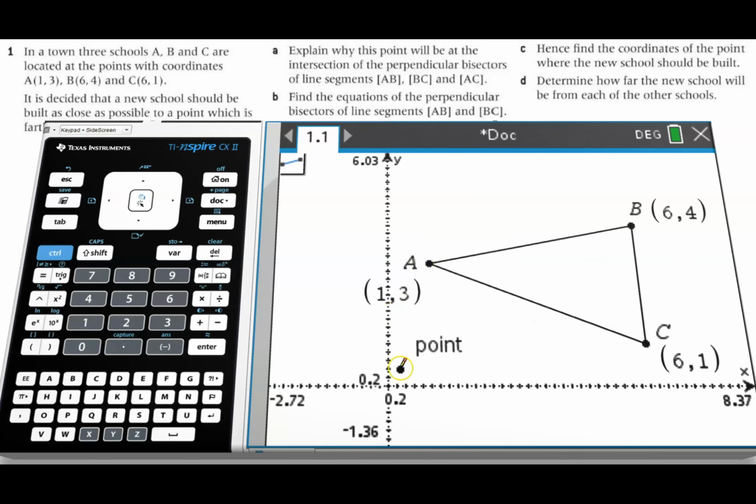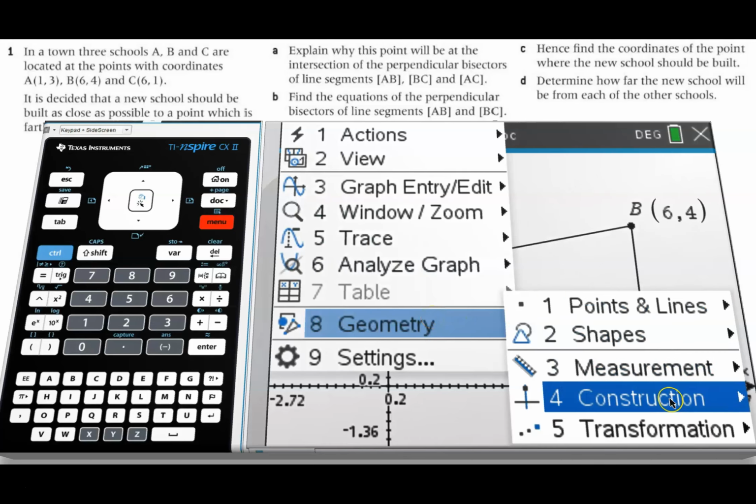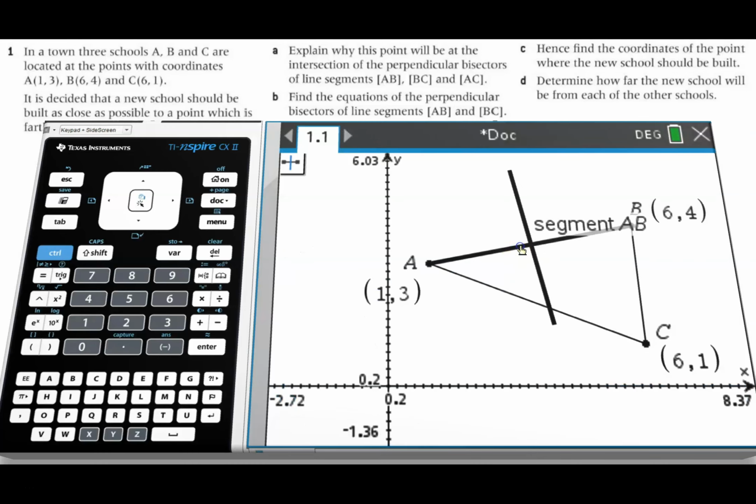Okay, escape that mode. Now I need to find the perpendicular bisectors. We're actually on to part B now of the problem. Find the equations of the perpendicular bisectors of AB and BC. Not all 3, just 2. Remember that all 3 are going to connect at the same place anyway, so it doesn't matter.